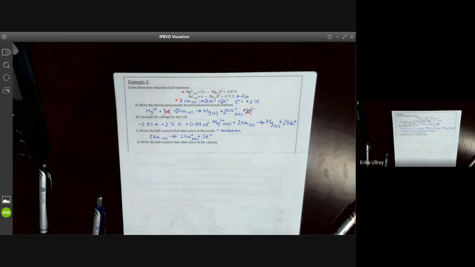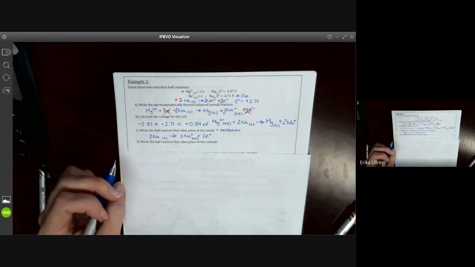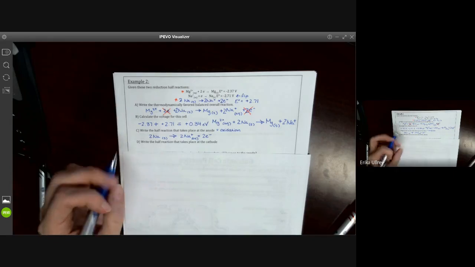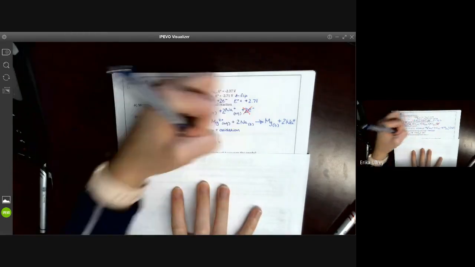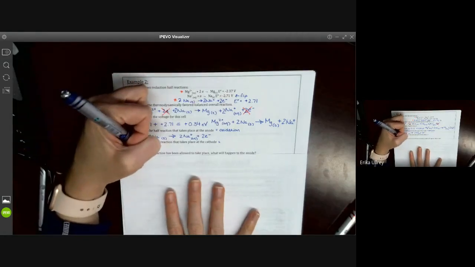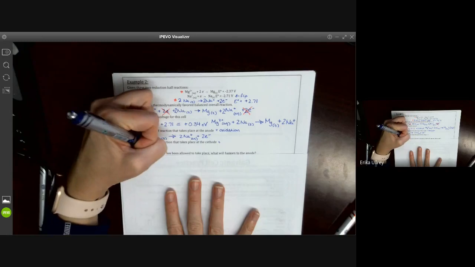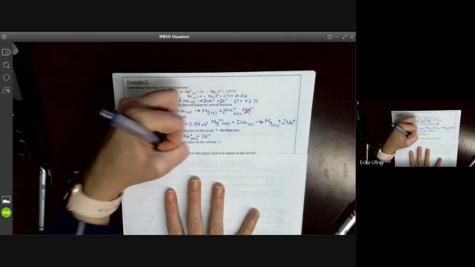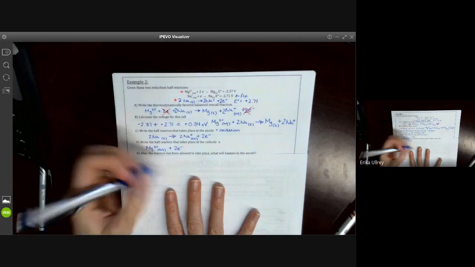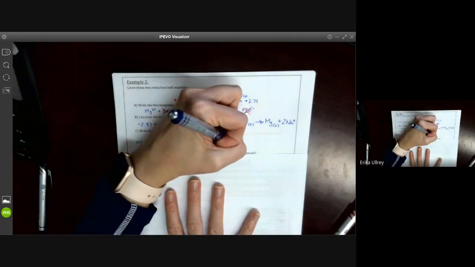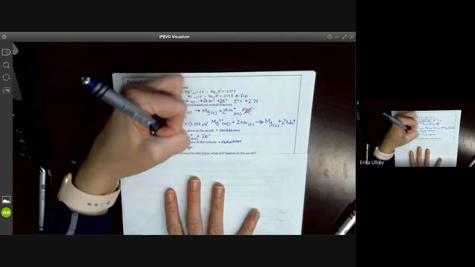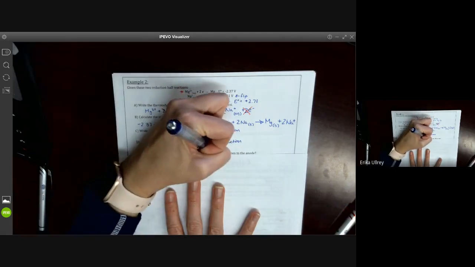And then what is going to be the half reaction that takes place at the cathode? Drew, what would be the one that takes place at the cathode? Mg. So is that an oxidation or a reduction? Reduction. So we've got Mg2 plus aqueous plus 2 electrons. Adding 2 electrons to it, it's gaining them. That means it's reduction. It is going to give us solid magnesium. Okay.